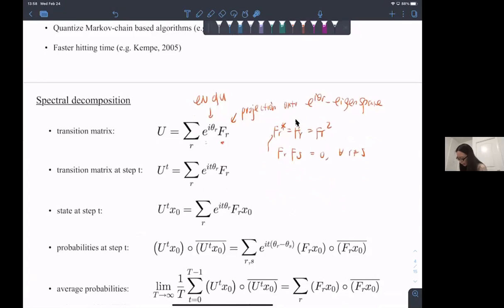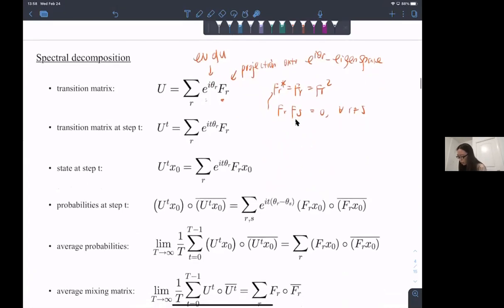Now, the state at step t given initial state x naught can also be expressed as a sum of e to the i t theta r times each eigenprojection applied to x naught. Now, how about the probabilities at step t? Well, it's coming from the squared modulus of these vectors. So those are represented by this Schur, or element-wise, product of this vector and its complex conjugate. So you can also expand that using the eigenvalues and eigenprojections of U.